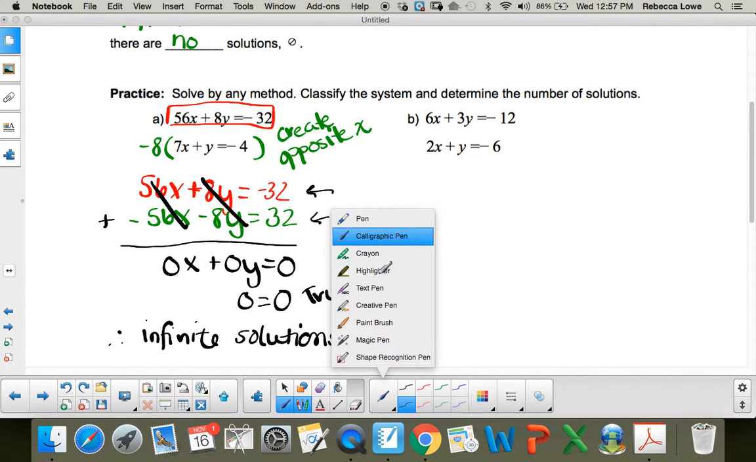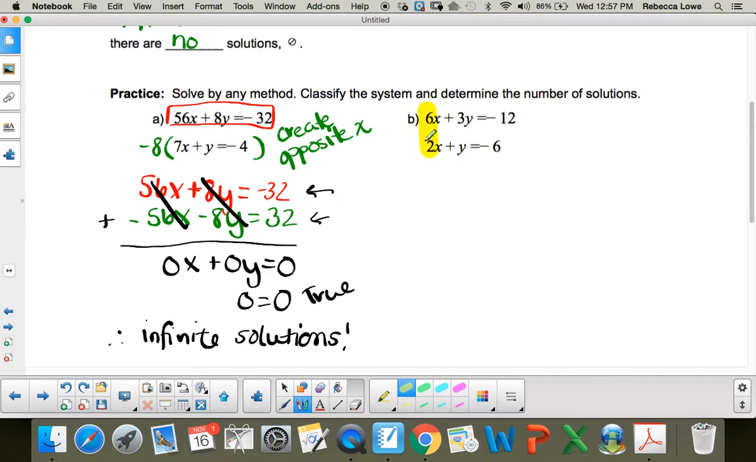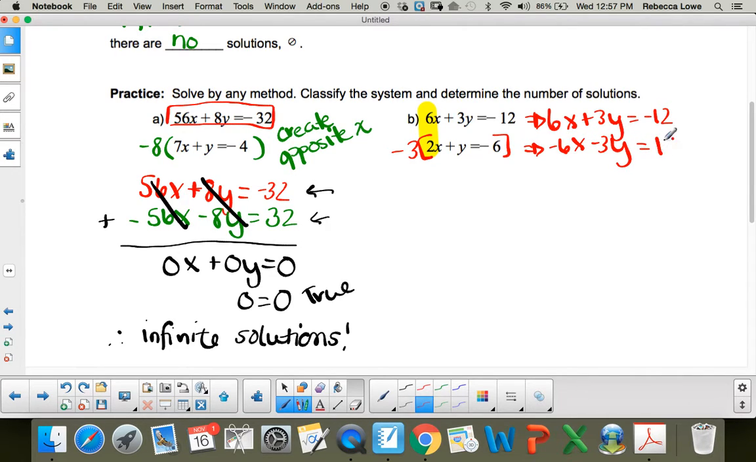So if we look at B, I'm going to create opposite x coefficients because I can easily create a negative 6 in the second equation. So I'm just going to go ahead and rewrite the first equation, 6x plus 3y equals negative 12. You can also create opposite y's. It doesn't matter. I'm just going to stick with the x. If I multiply this second equation all by negative 3, I will get negative 6x minus 3y equals positive 18. And then I'm going to add straight down.